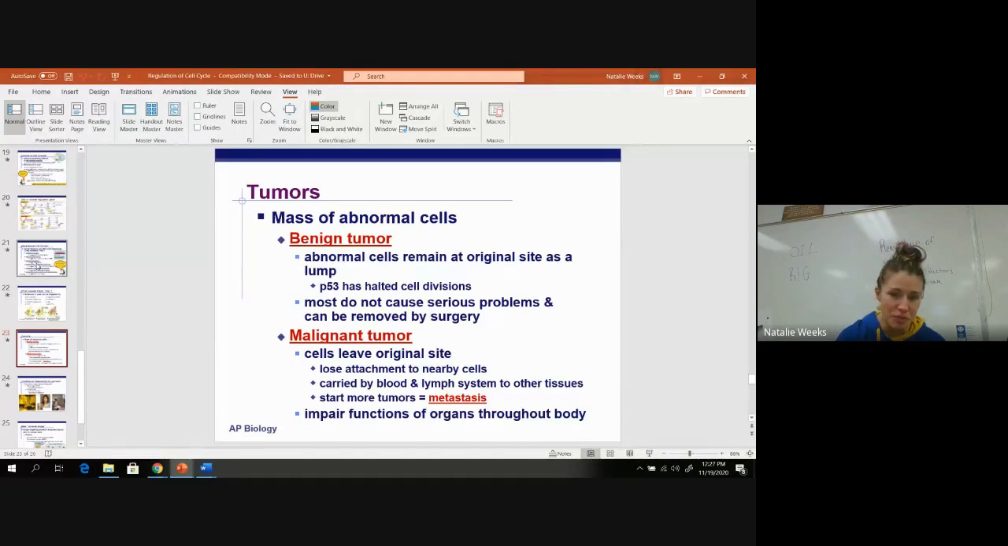A malignant tumor, this is the bad stuff. This is when cells are going to lose attachment to nearby cells and then they travel throughout your body and then they start more tumors all over, and that's called metastasis. So if you ever hear about an individual having cancer and going metastatic, that means that cancer has left that part of the body and it has spread to many, many different parts of the body because those cells don't really care anymore. They've broken off. They're not following the cell rules. They're carried by blood and lymph all over the body, and they can infect other tissues.